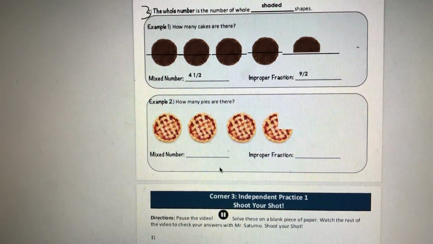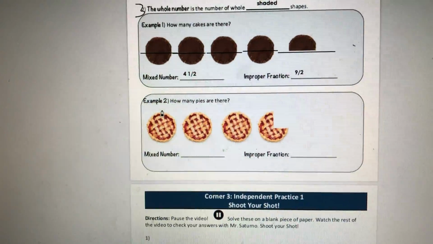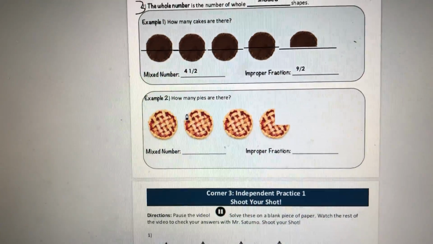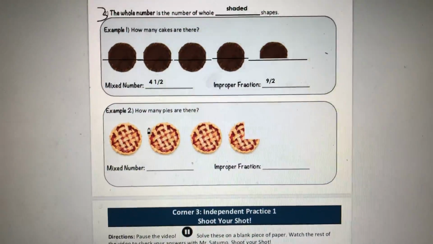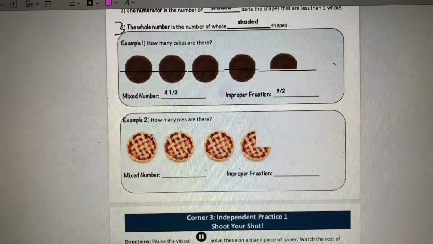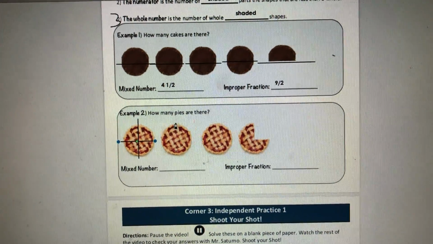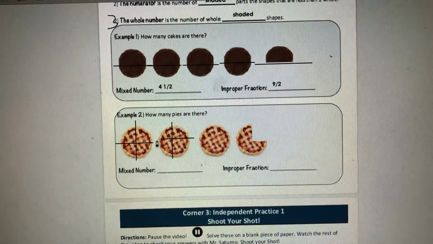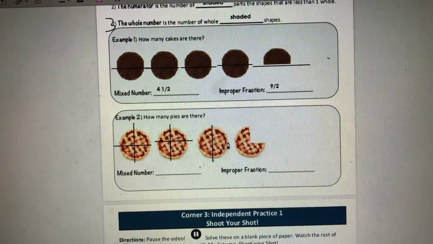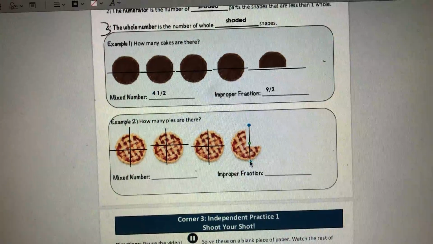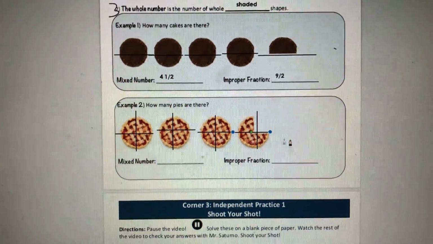Moving on to pie. This looks like a cherry pie. My favorite personally is apple pie, but I'll forgive myself and still divide this pie. When I'm looking at pies here, each of these pies is broken into 4 different parts. 1, 2, 3, 4, 1, 2, 3, 4, 1, 2, 3, 4.